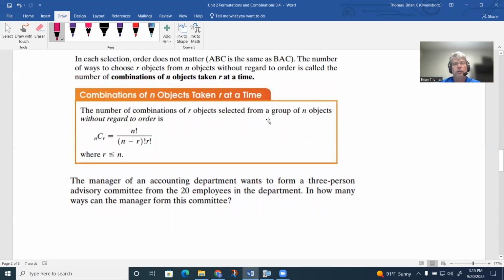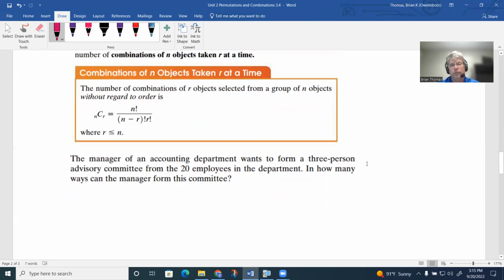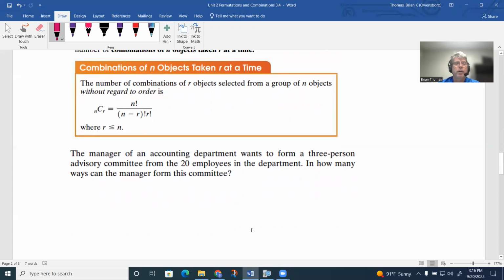So the way we do this is we actually have to remove the duplicates in this problem. So we have a formula here, but let's also see if we can understand the problem from another perspective. The manager of an accounting department wants to form a 3-person advisory committee from 20 employees in the department. In how many ways can the manager form this committee?